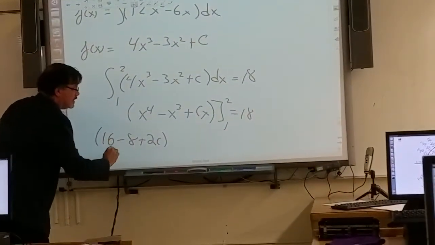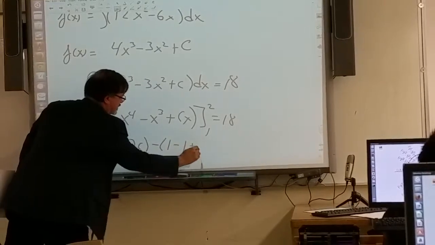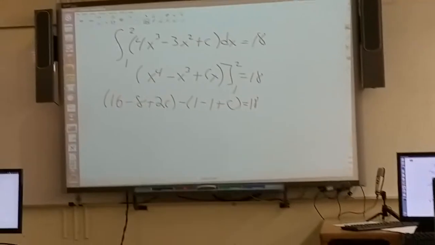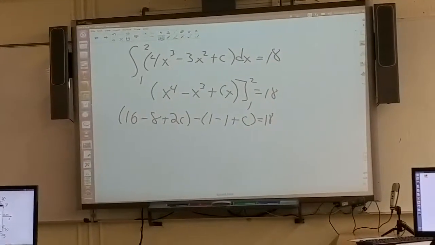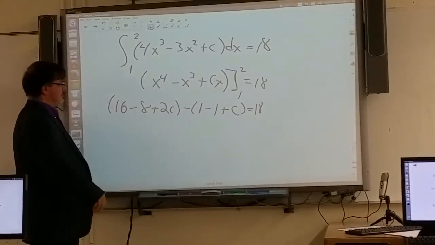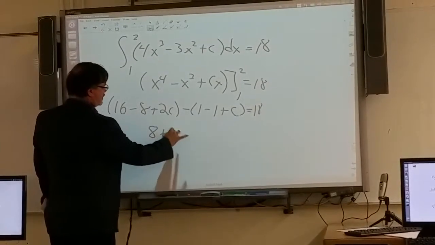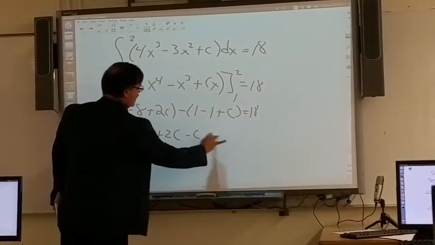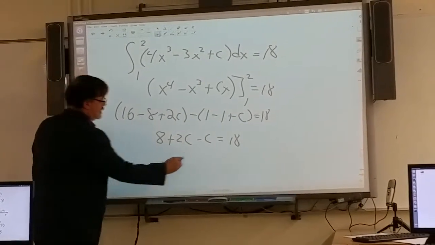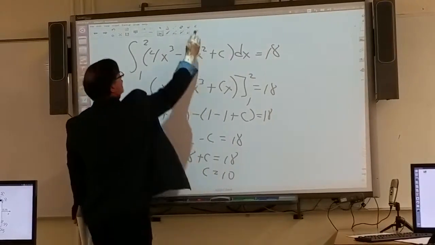Then you plug in 1 and you subtract, so you get 1 minus 1 plus c, an equation for c. So the 1s on that side cancel. The ones are gone. Okay, good. And then combine, so that's 8 plus 2c minus this other c, so 8 plus c is 18, so c is 10. And then you plug that into the other thing.